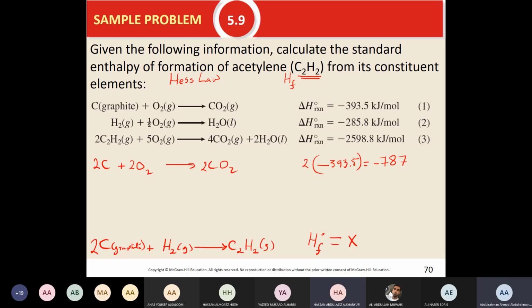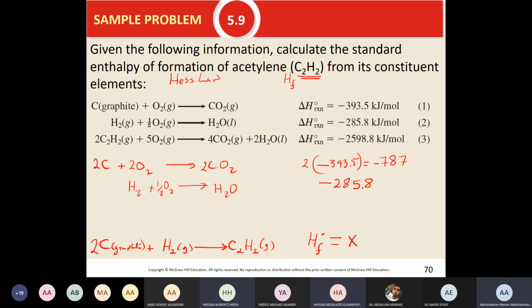We kept the second reaction the same, as is. H2 gas plus half O2 to give you H2O, and the heat has no changes, so minus 285.8. Good. What's the next step?